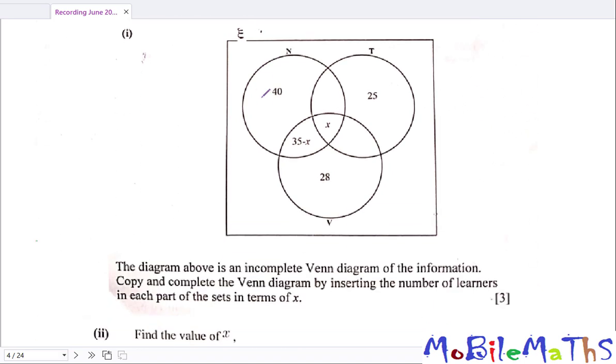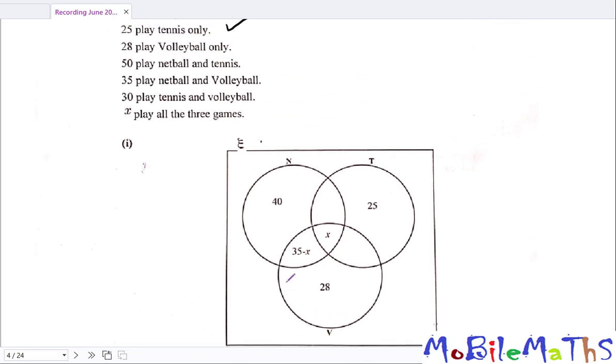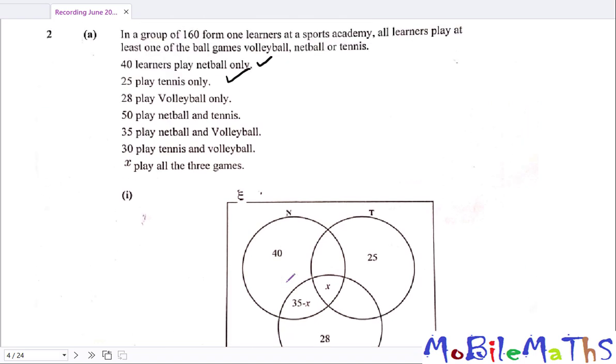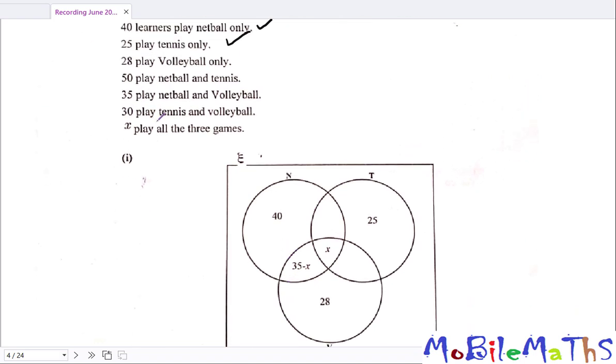Let's see, what's the question? They're saying the diagram above is an incomplete Venn diagram of the information. Copy and complete the Venn diagram by inserting the number of learners in each part of the set in terms of x. So that's basically what we are doing. We were done with the first two. Let's look at the next one. 28 play volleyball only. It's already there, so this is fine.